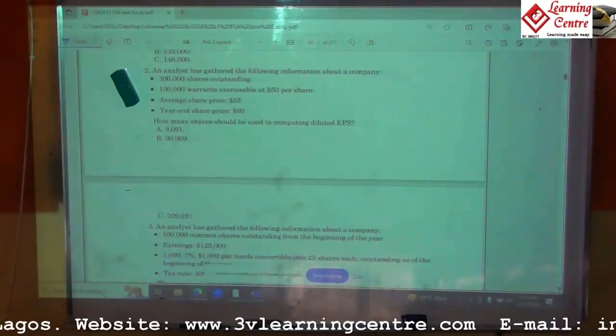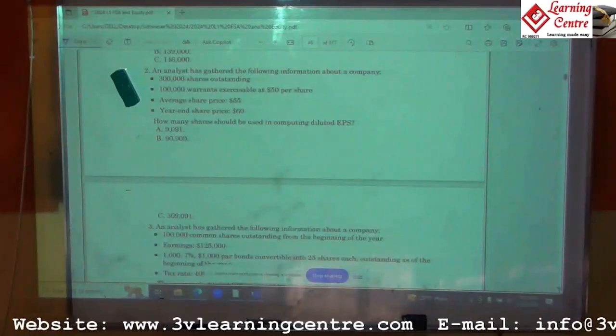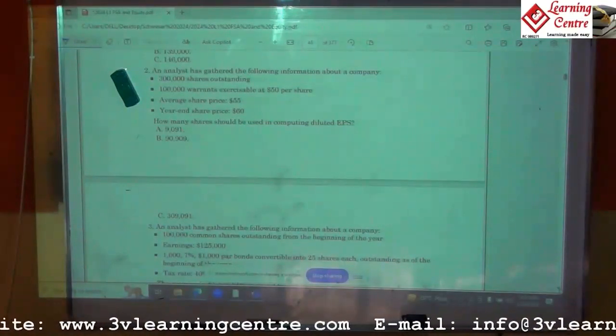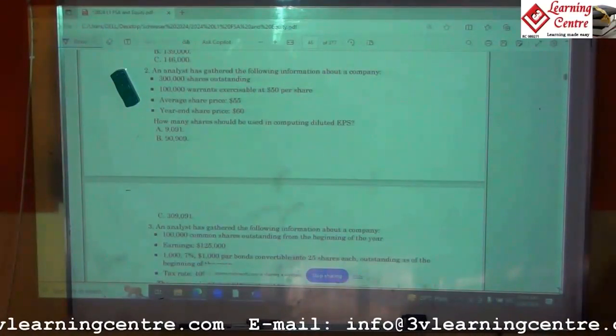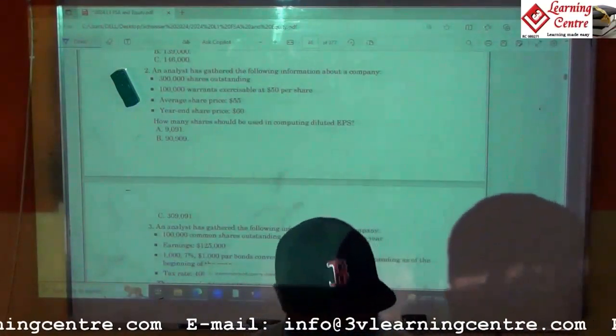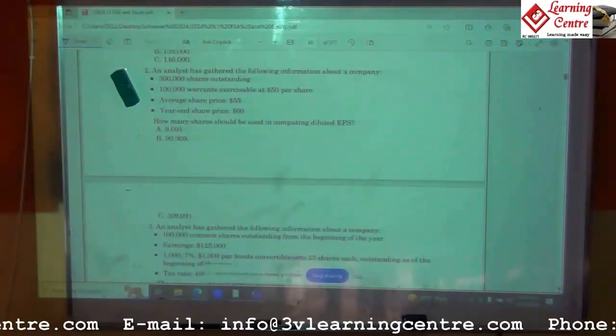So the total shares you are supposed to use for your dilution is 300,000 plus that 9.091. That's the total shares they are supposed to use for your dilution. Makes sense, I mean.